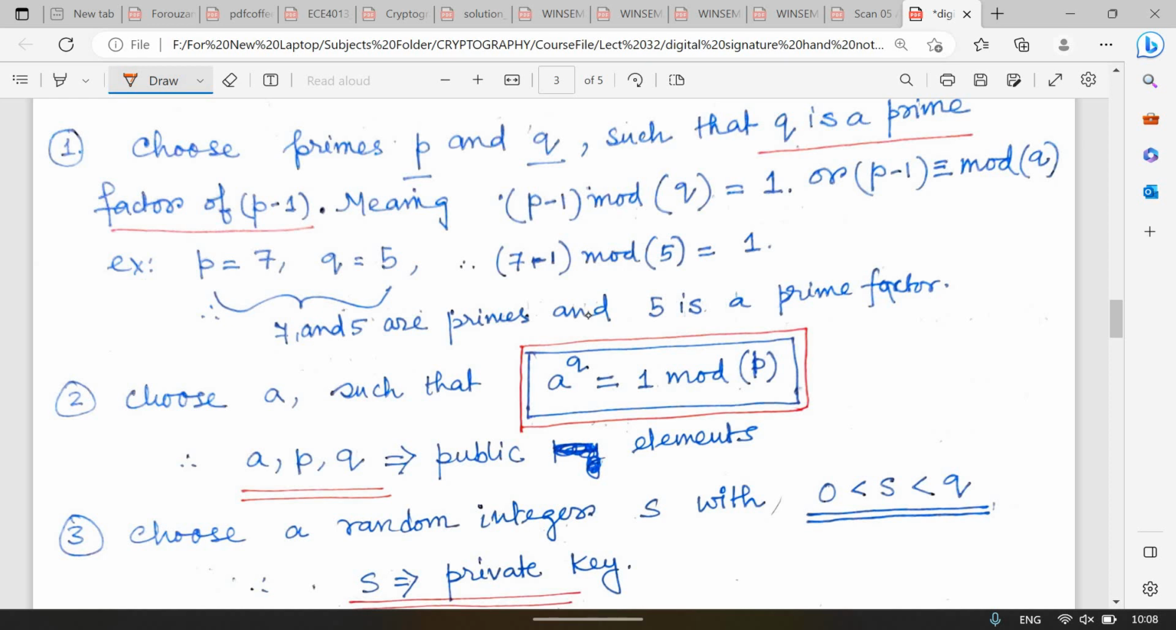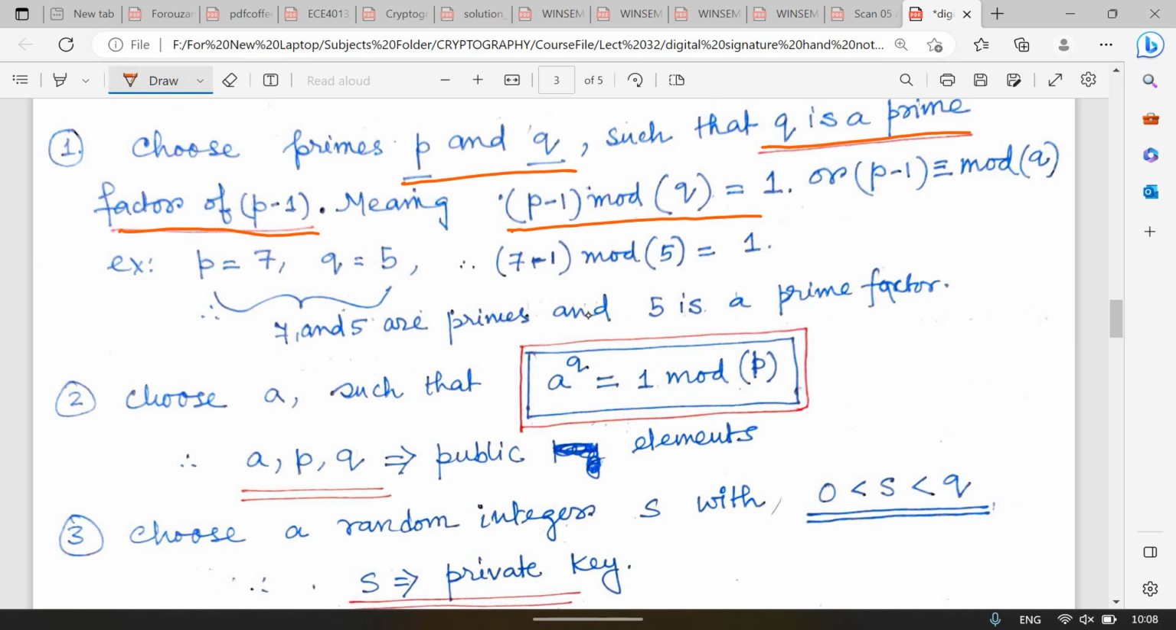One is we are considering two prime numbers P and Q, unlike the previous case where we only had one prime number. But here, one very important factor is that Q is a prime factor of P minus 1. That is the only important thing. P and Q can't be any prime numbers. P and Q will have a relationship, and that relationship is given by (P minus 1) mod Q should be equal to 0. This should be considered while choosing P and Q.